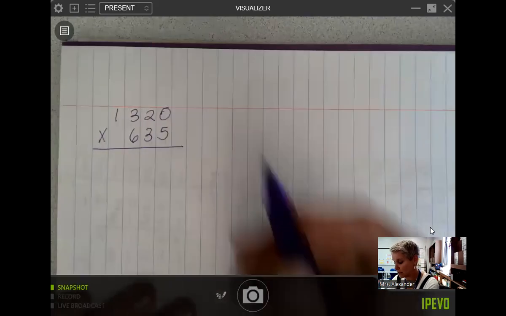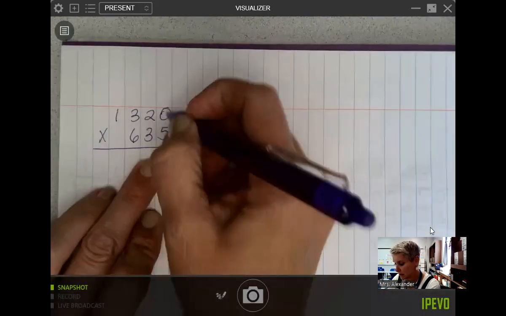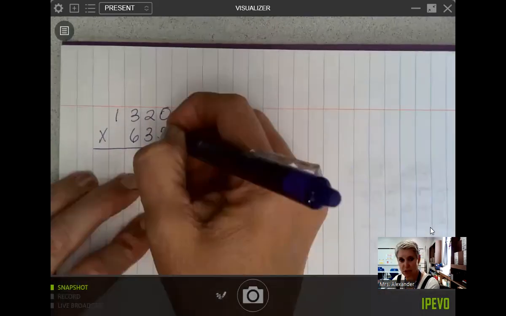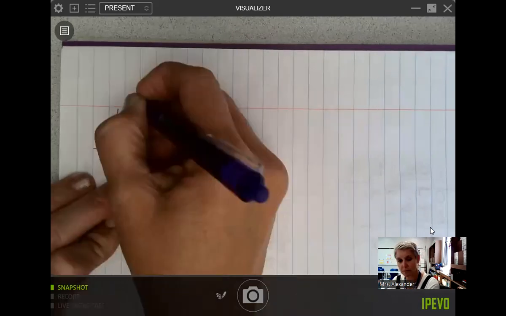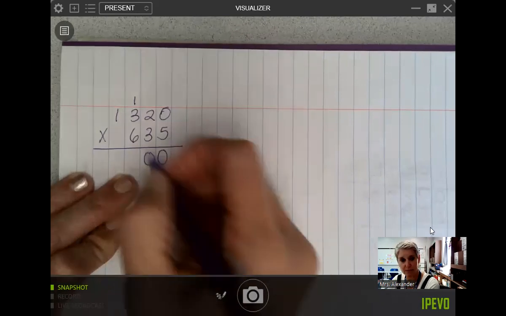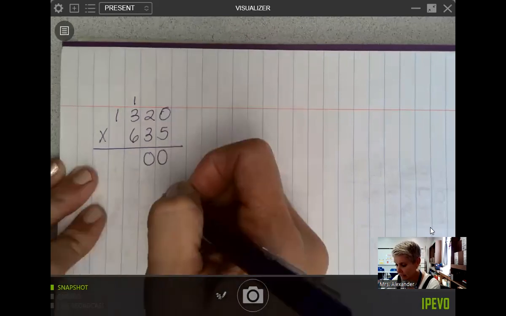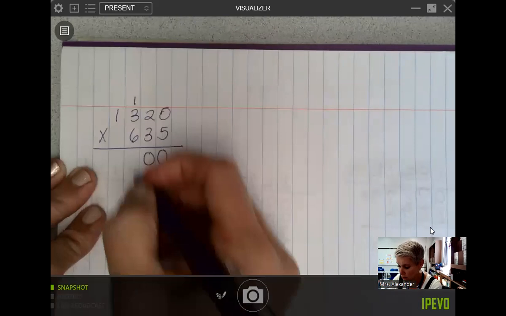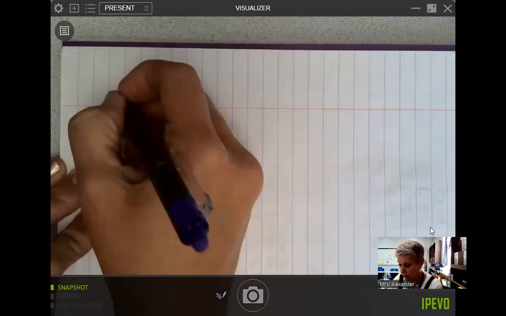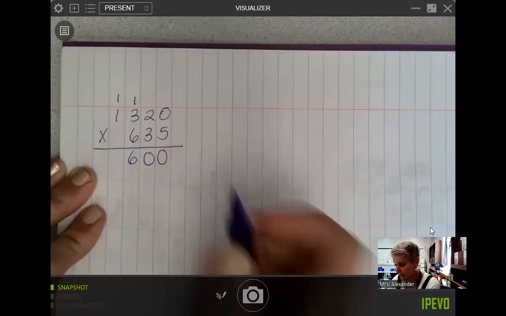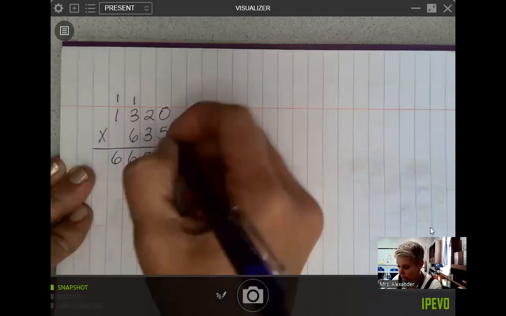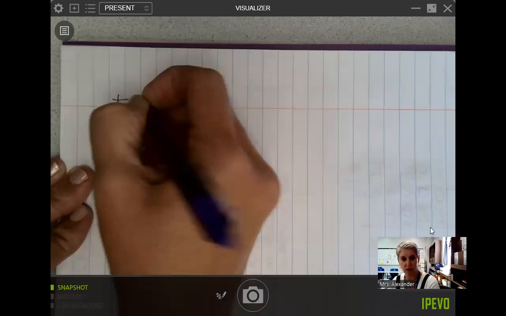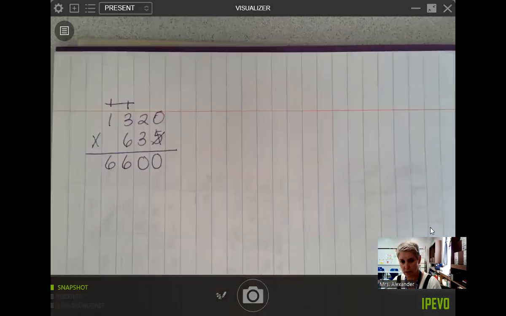So I've got my ones place. 5 times 0 is 0. 5 times 2, 10, regroup 1. 5 times 3, 15, plus 1 equals 16, regroup. 5 times 1 equals 5, plus 1 is 6. We're finished with our ones place.